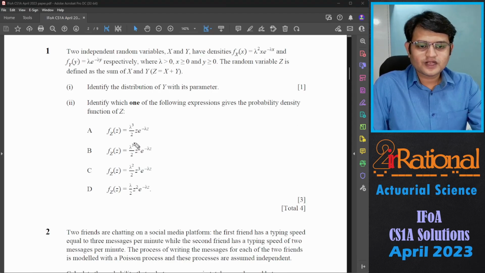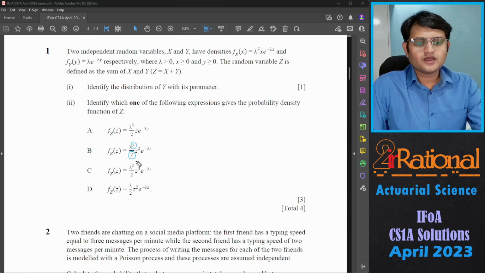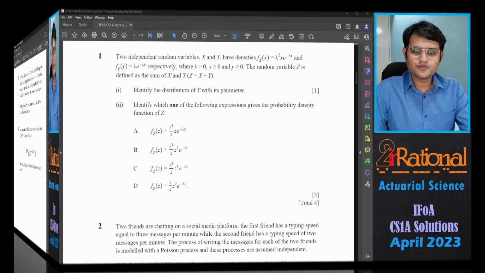We'll have lambda raised to alpha, alpha being 3, by gamma alpha, that would be 2 factorial. 2 factorial becomes 2, and then z raised to alpha minus 1, therefore z raised to 2 and e raised to minus lambda z. This is the option B. Let's go to question number 2.